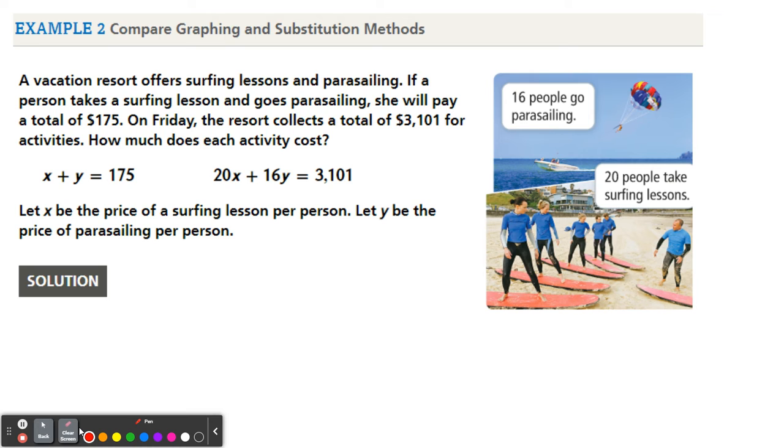Let x be the price of surfing lessons and y be the price of parasailing per person. Here, it says 16 people go parasailing. That's why the 16 is next to y, because y is parasailing. And it says 20 people take surfing lessons. That's why the 20 is next to x, because x is the price for surfing. And together, if someone does both, they pay $175. So here are our two equations, right?